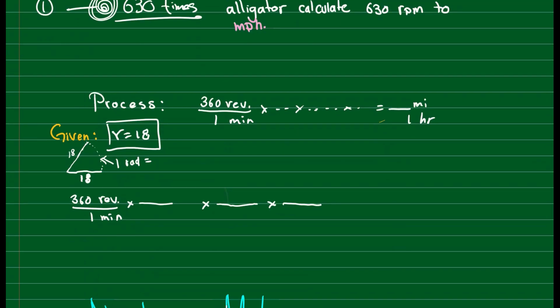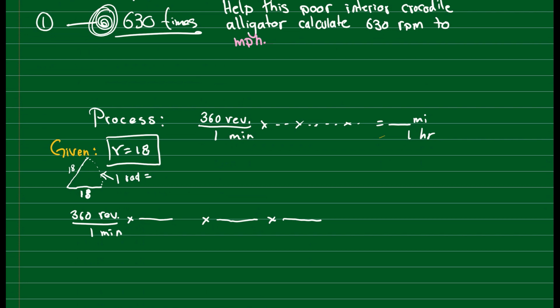So let's see, what is the process that we're going to have to do? We start with what we know: 360 revolutions per 1 minute. We want to end up with something in miles per hour. Notice that the units are going to be key in order to solve this problem. Since we know that the diameter is 36 inches, then the radius must be 18 inches.